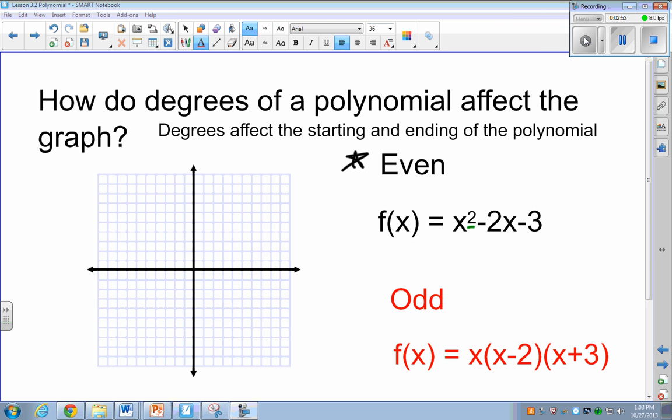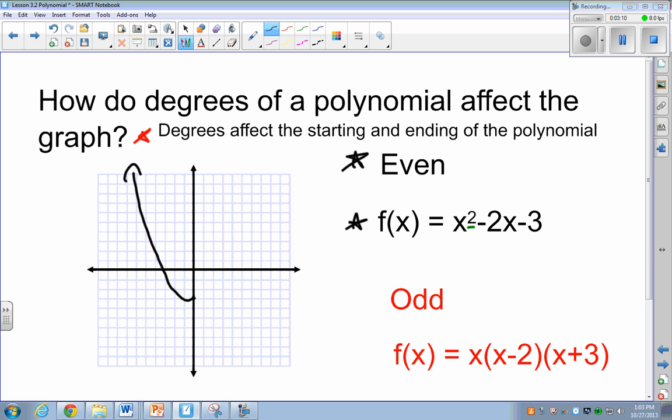So I went ahead and paused the video and typed up what I just said. And so for an even polynomial, I'm just going to graph this f of x right here. It's going to look something along the lines of this. An even polynomial is always going to have the ending lines going up on both sides. So your lines for your graph should be pointing up like this, kind of like a parabola.